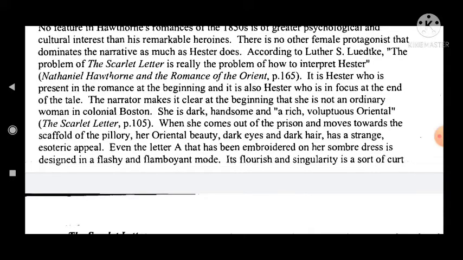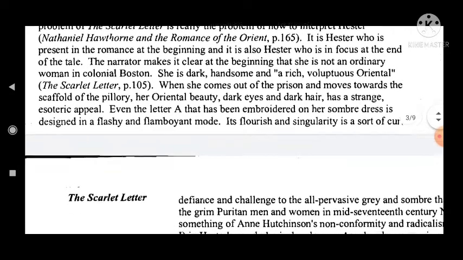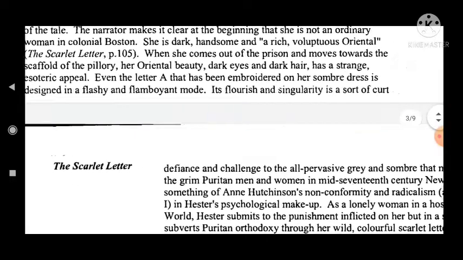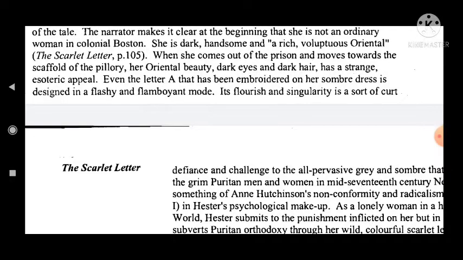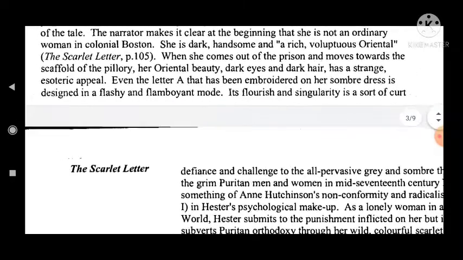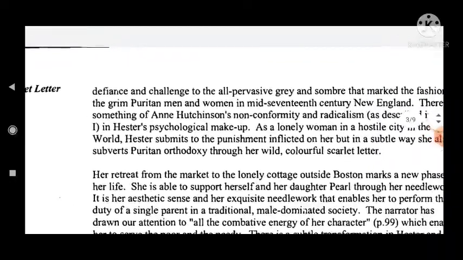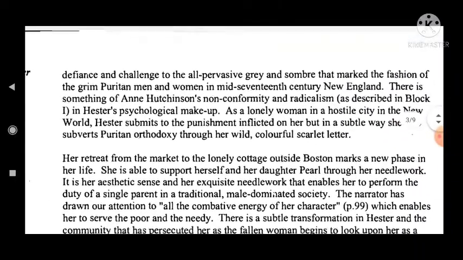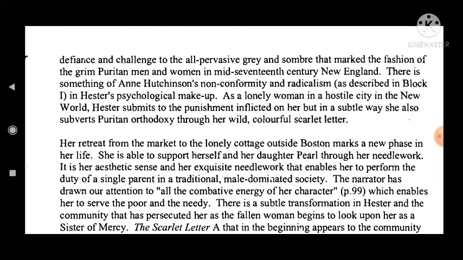Its flourish and singularity is a sort of call, defiance and challenge to all the pervasive grey and somber that marked the fashion of the grim Puritan men and women in mid-17th century New England.